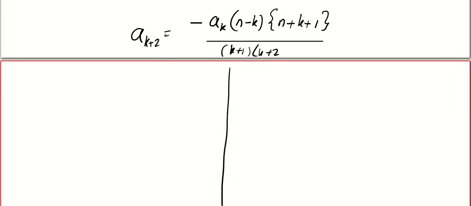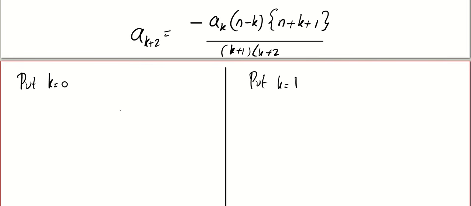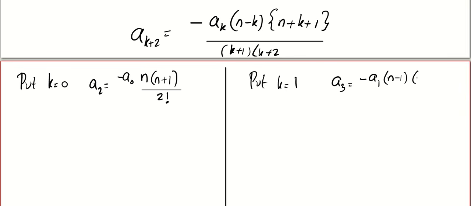So what do we do next? Yeah, we put k equal to 0. We put k equal to 1. When you put k equal to 0, what will you get? a2 is equal to minus a0 n, n plus 1 divided by 1 into 2. When you put k equal to 1, we get a3 is equal to minus a1 n minus 1 n plus 3 divided by 3 factorial.